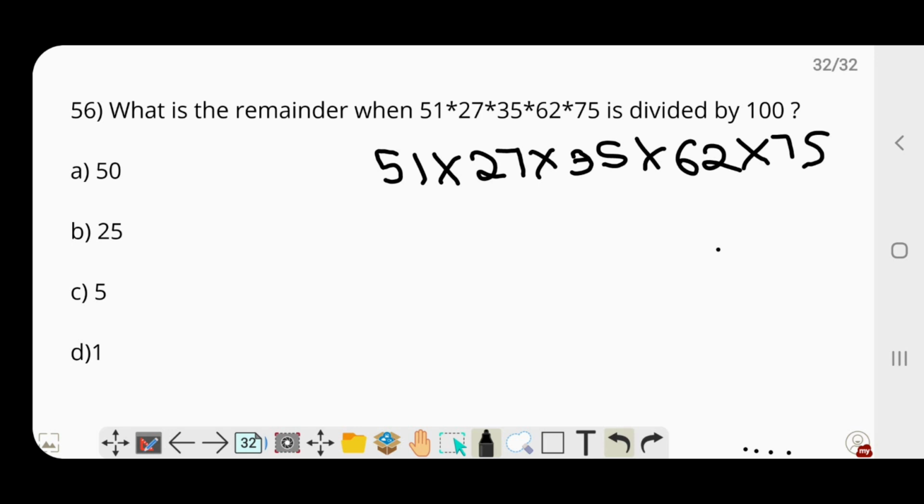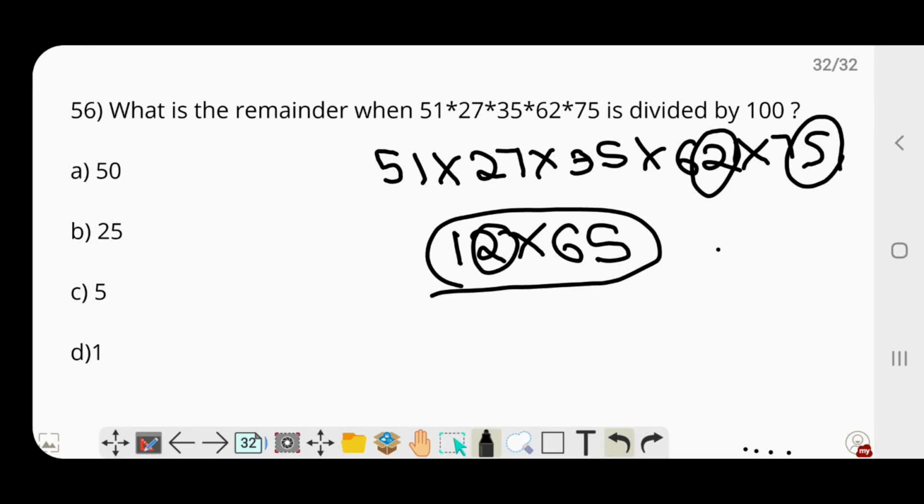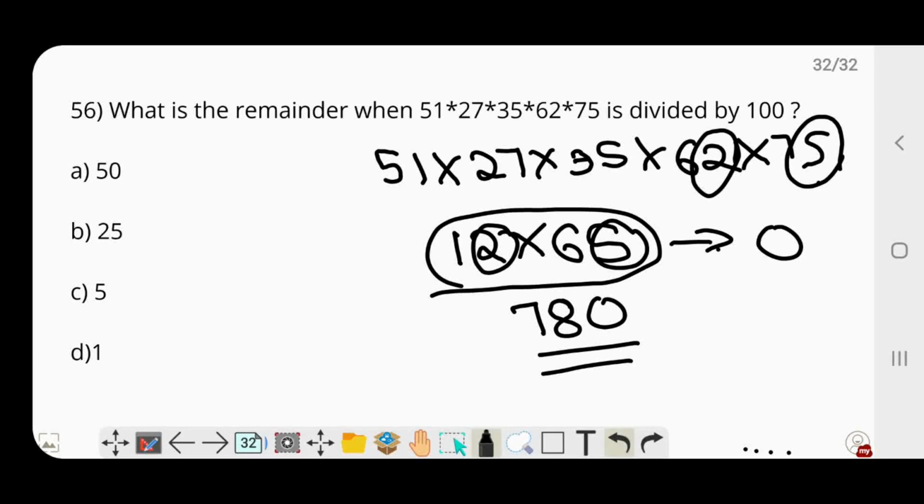See, one thing I have observed, you can't just multiply all these numbers, because then you would get a very large number. But I realized that there is 5 in the units place and there is 2 in the units place. So say something like 12 into 65. I know for sure that in the units place I am going to get 0. For example, 65 into 12 will be 780. And how do I know it? Because I have 5 here and I have 2 here, and 5 into 2 is 10.